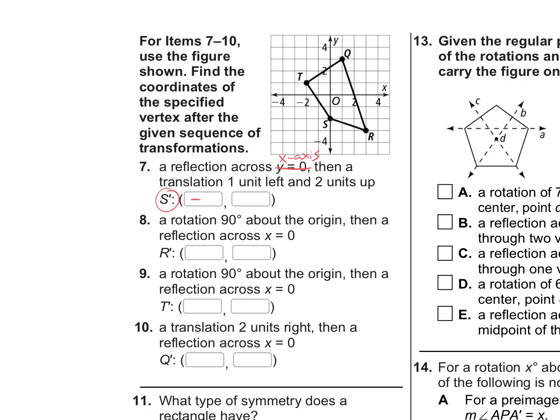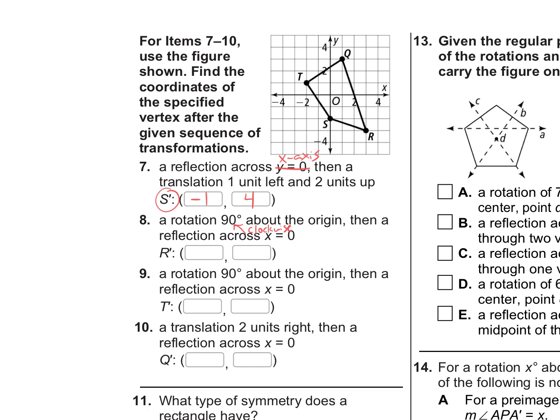Negative 1, 4. Okay, so I'm taking each transformation one step at a time. On number 8, it did not tell us specifically which direction, but I told you guys to do clockwise yesterday. I did specify on the test which one to do.